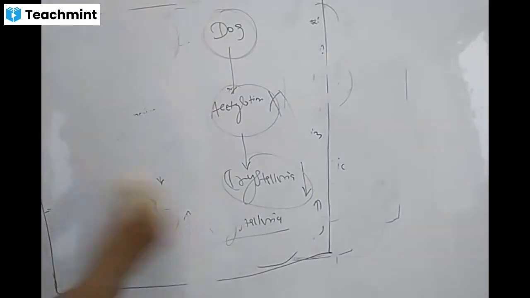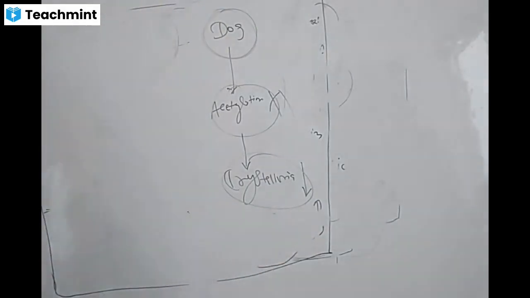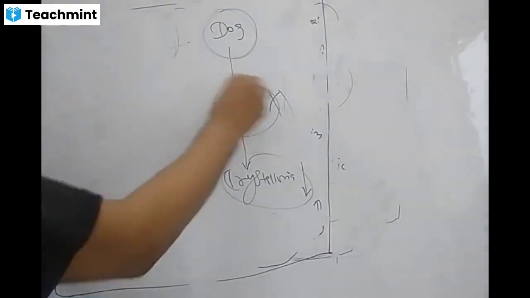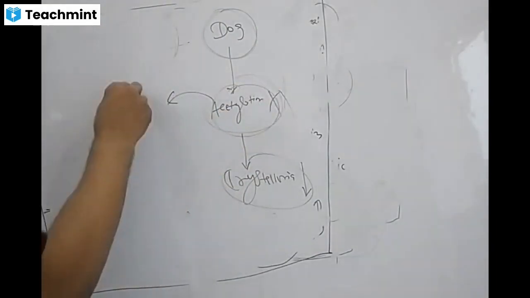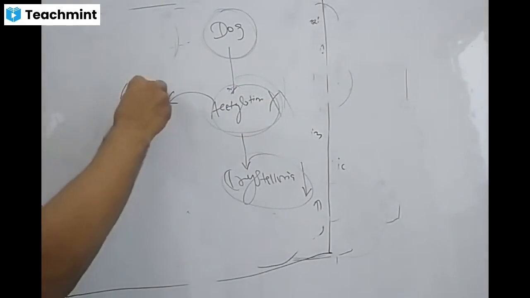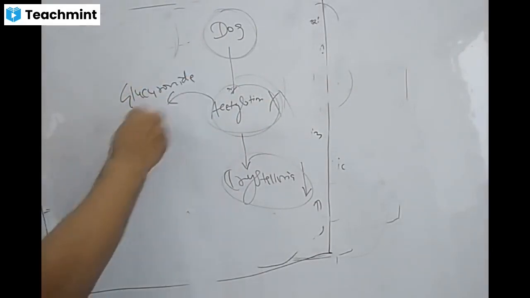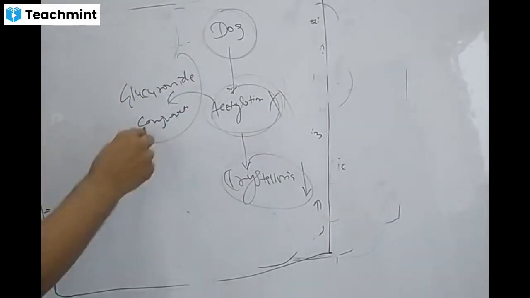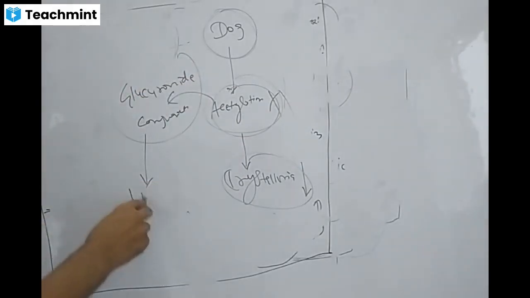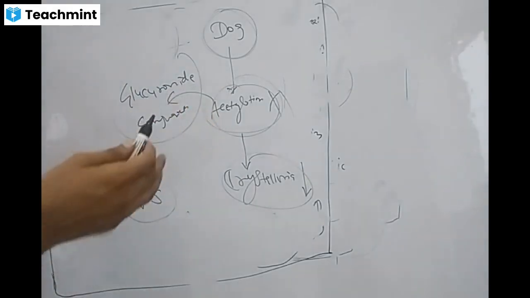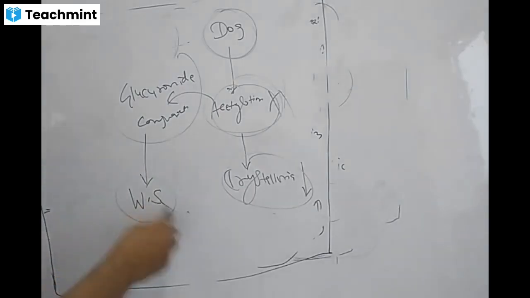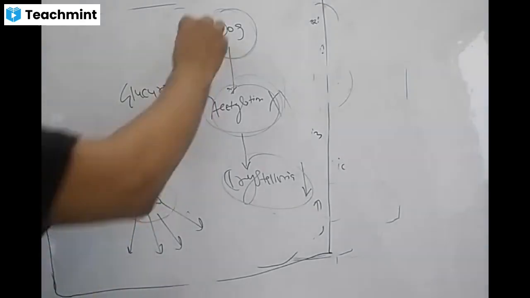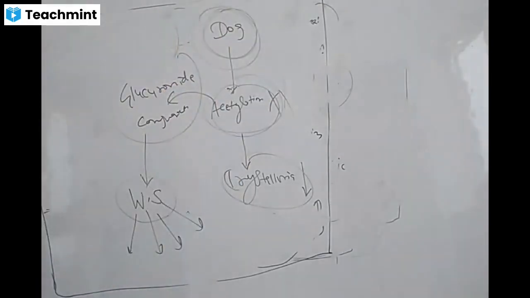So if acetylation is absent, then instead of this mechanism, what is present is formation of glucuronide conjugation. And this glucuronide conjugation, as we know, is a water soluble molecule. Make the metabolite water soluble, it will easily be excreted from the body. So this concept happens in the dog.